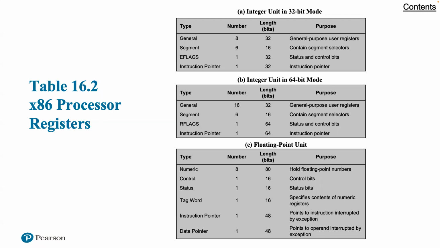The register organization includes the following types of registers. Here we're looking at table 16.2. These are the x86 processor registers. For general, there are 8 32-bit general purpose registers, and you can see figure 16.3c if you want to see that in figure form rather than table.